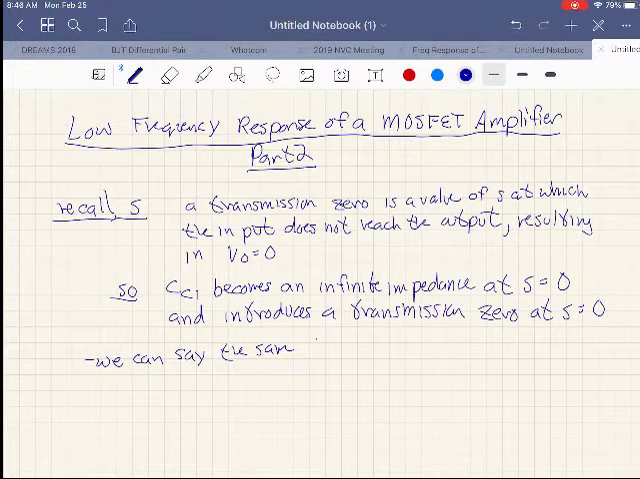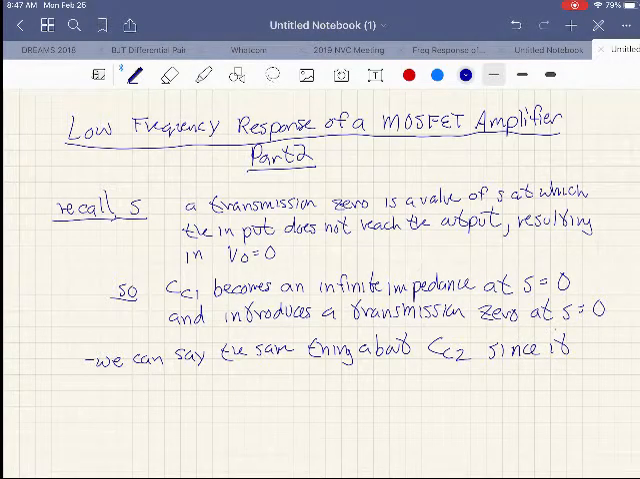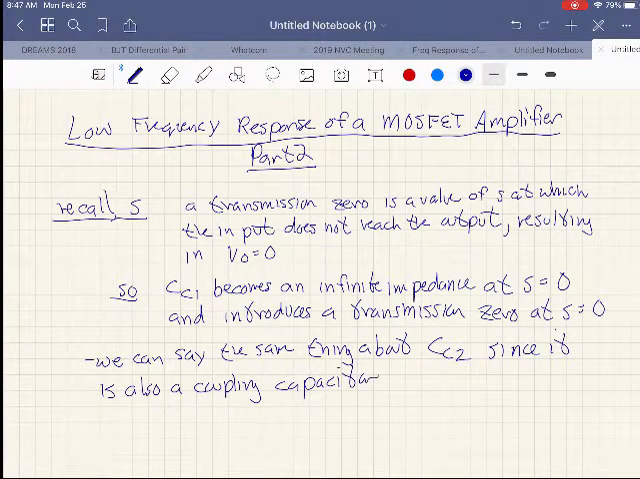since it's also a coupling capacitor. So the coupling capacitors are easy. CS though is a different story. That's the capacitance on the source of the MOSFET.